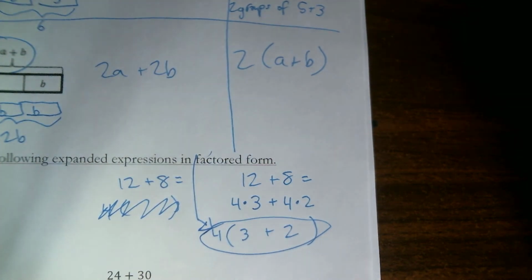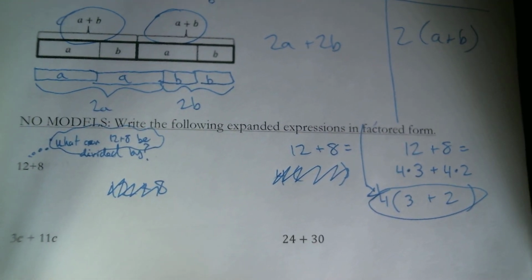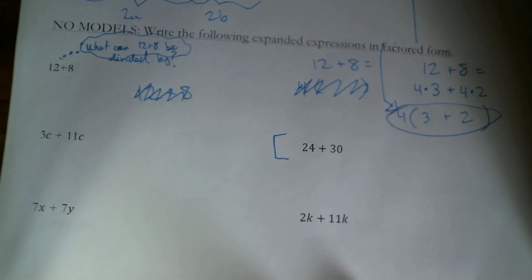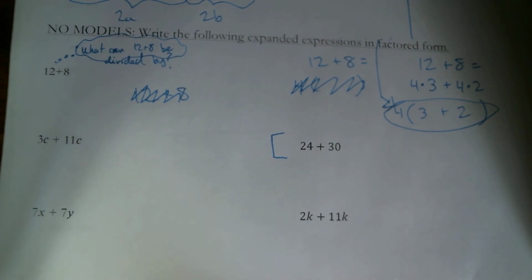Now go see if you can try this one on your own, just 24 and 30. See if you can write that in expanded form and come back in about 30 seconds. Then we're going to try the variable ones.